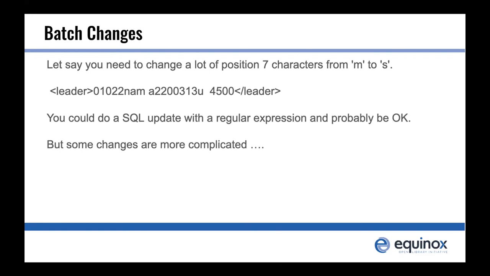So let's say you need to change position 7 of some characters from M to S in the leader. And I'm not going to go over how fixed fields work a whole bunch here. Galen Charlton talked about it in his Making the Most Out of MARC presentation. We talked about it a little bit also in the Herding Cats presentation yesterday. Feel free to go back to those for more detail once we have all these loaded on YouTube. But suffice it to say that if I changed the M to an S in position 7 of this leader, this would be a serial record instead of a monograph record.